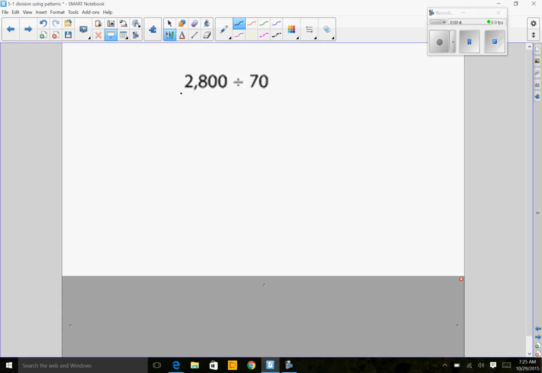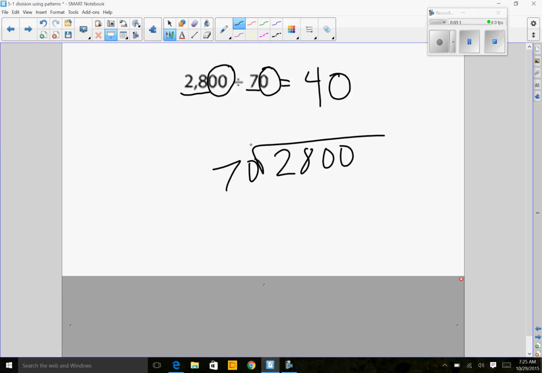You're going to look at it and you're going to say, okay, my basic fact is 28 divided by 7. 28 divided by 7 is 4. I've got 2 zeros here. I've got 1 0 here. So that means I'm going to have 2 zeros minus my 1 0 would be 1 0. So 28,000 divided by 70 would be 40. So we take our basic facts, 28 divided by 7, there's my 4, and I had 2 zeros minus my 1 0 would equal 1 0.